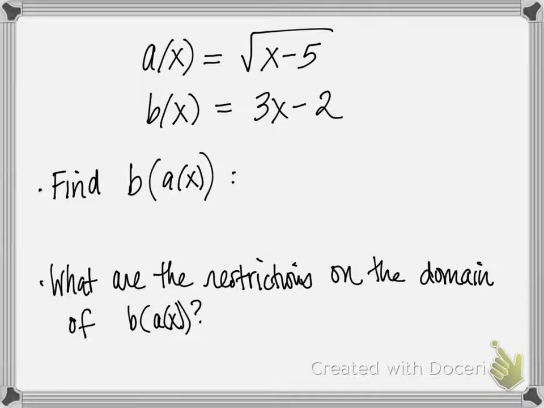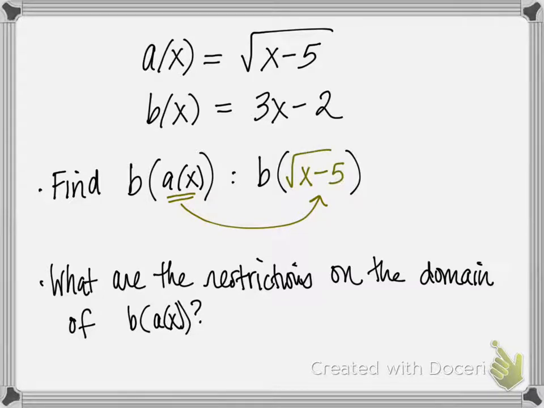So for this example, we have two functions, and we are asked to find b of a of x. So I'm going to rewrite the inside parentheses. A of x is the square root of x minus 5. So I'm going to rewrite that inside parentheses. So this is the same thing as b of, and again, I'm rewriting this with x minus 5, or square root of x minus 5.